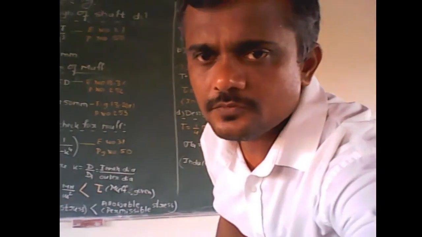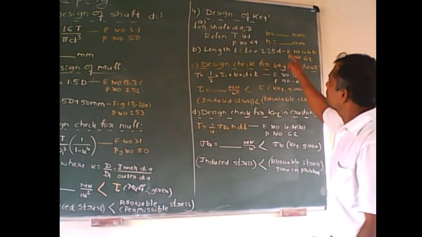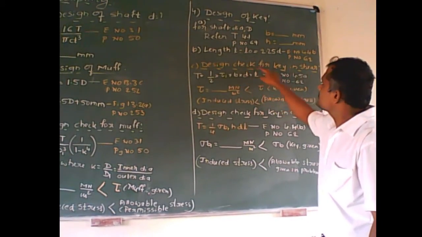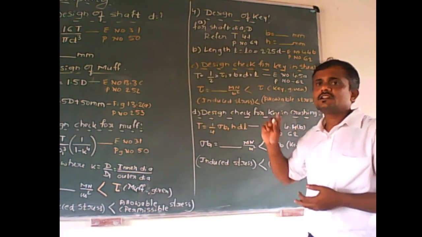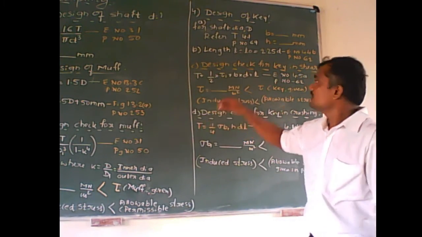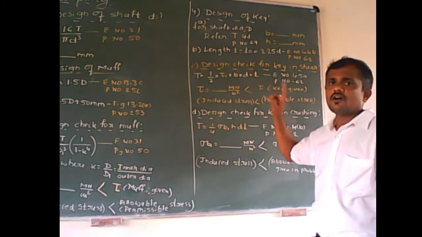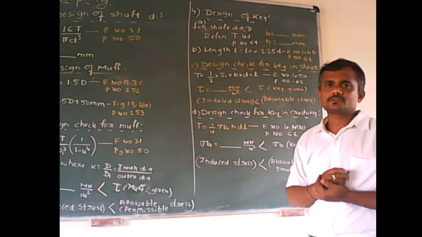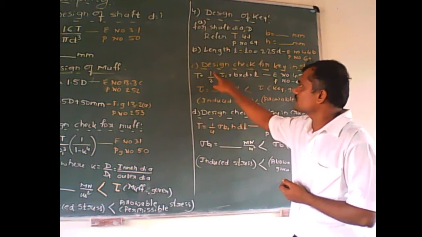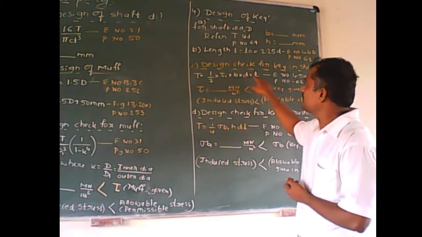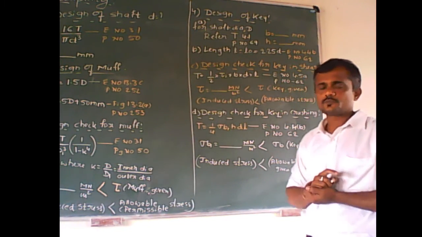Afterwards, what can we do? Afterwards, we have to go for the design check for key in shear. You have to check whether, during the power transmission, this key under shear will fail or whether it will be safe. How can we check? With the help of this equation, that is T is equal to half into tau 1 into BDL. Equation number 4.58, page number 62.